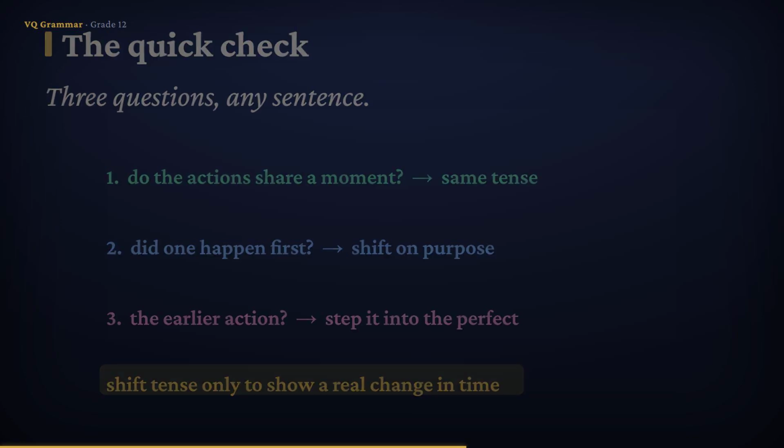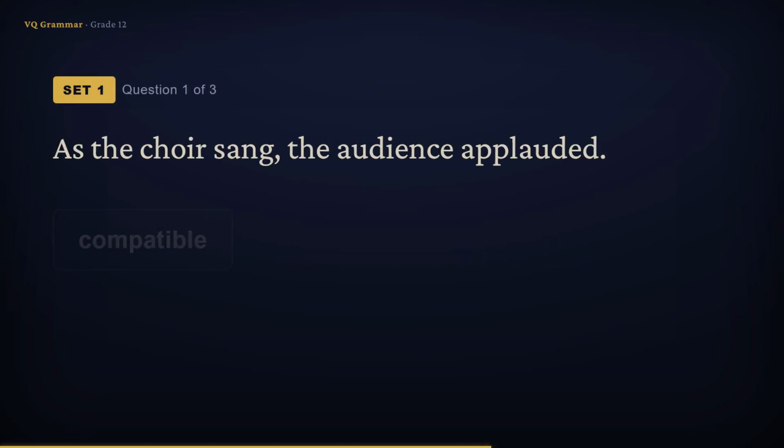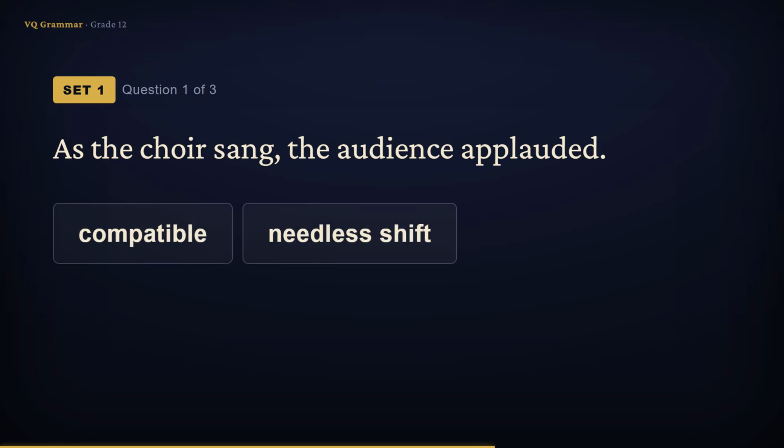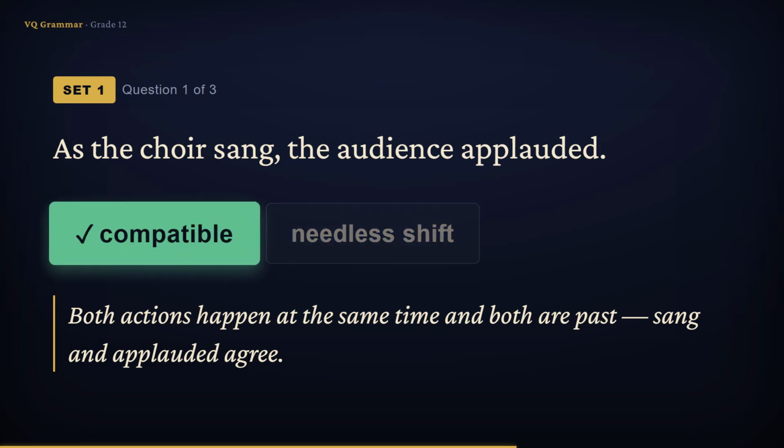Ready to try some together? In this first set, I'll read a sentence and you decide. Are its tenses compatible, or is there a needless shift? Pause the video and choose before I reveal each answer. As the choir sang, the audience applauded. Both things happen in the same stretch of time, and both verbs, sang and applauded, are past. The tenses agree, so this one is compatible.